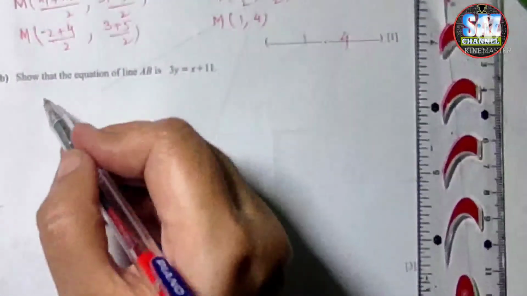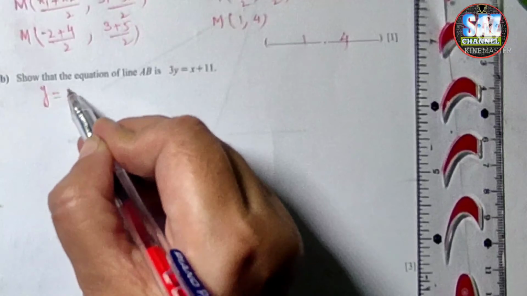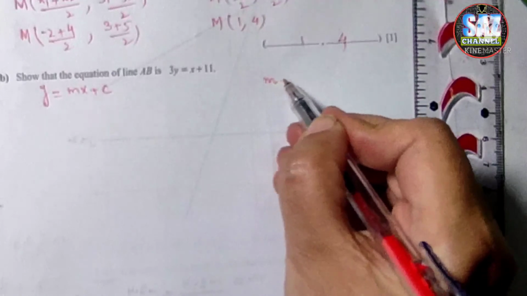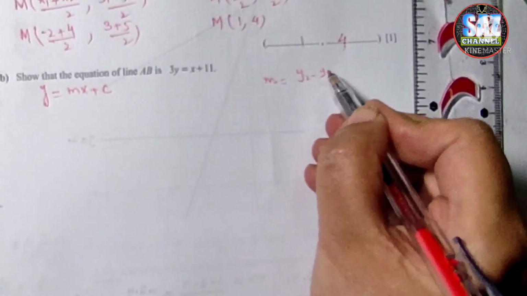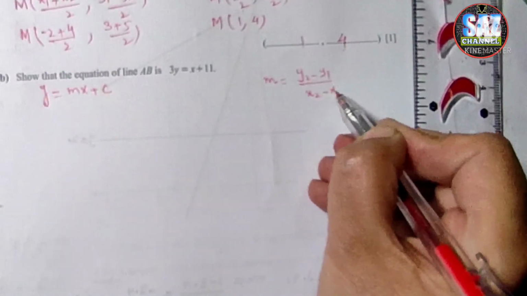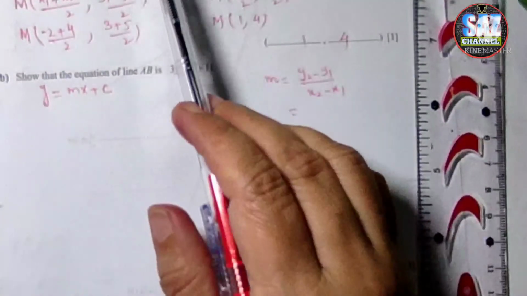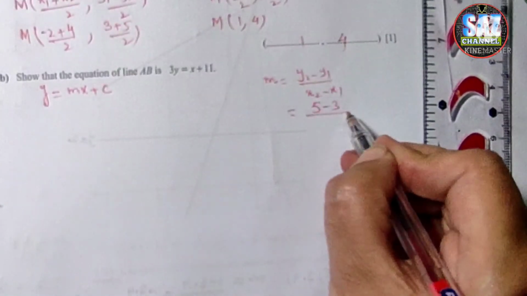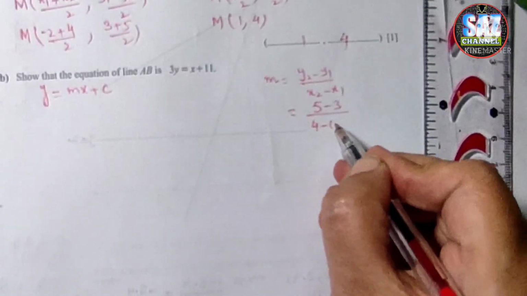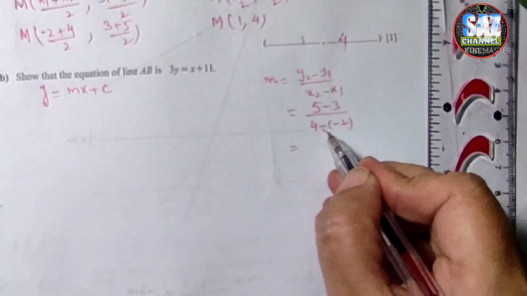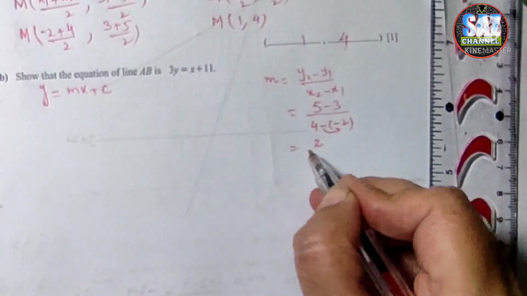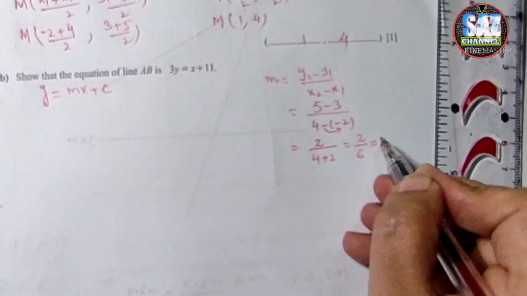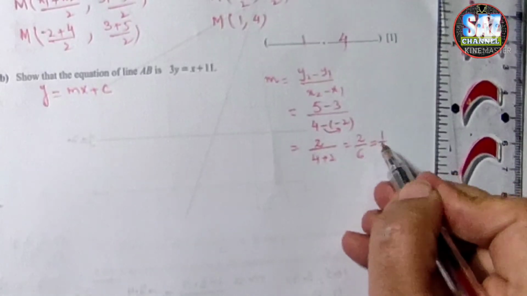Recall the equation for a non-vertical line, that is y equals mx plus c, and the formula for the gradient m is (y2 minus y1) upon (x2 minus x1). Now y2 is 5 minus 3 upon x2 4 minus minus 2. Now what will happen? 5 minus 3 is 2 upon 4 plus 2, which is equal to 2 upon 6, which is equal to 1 by 3. 1 by 3 gradient.